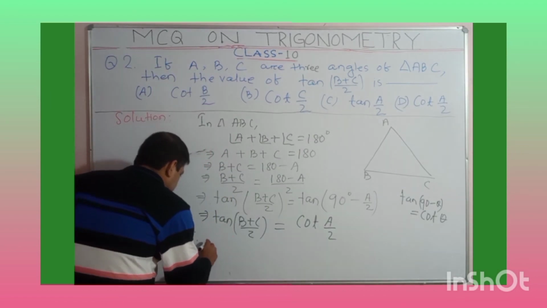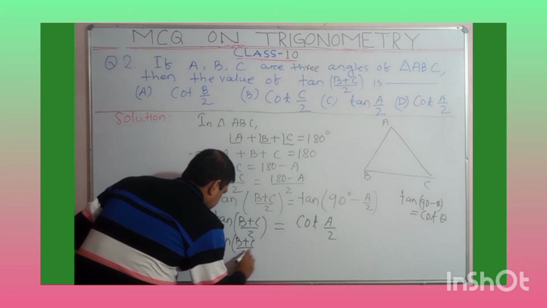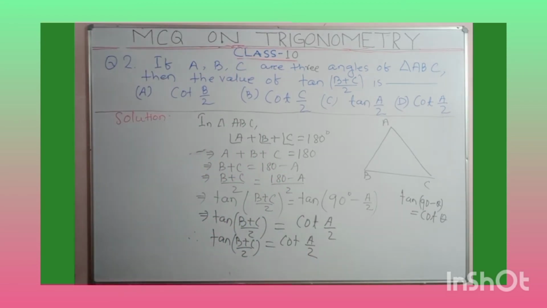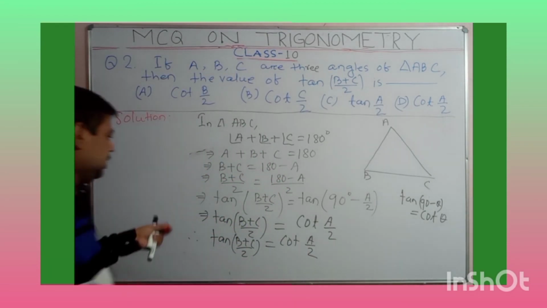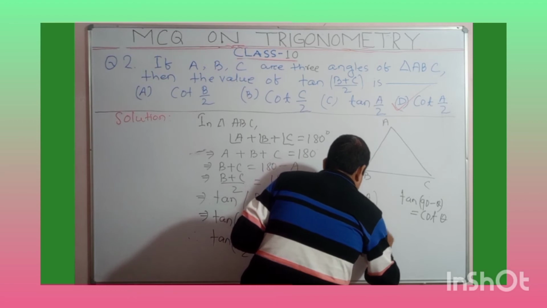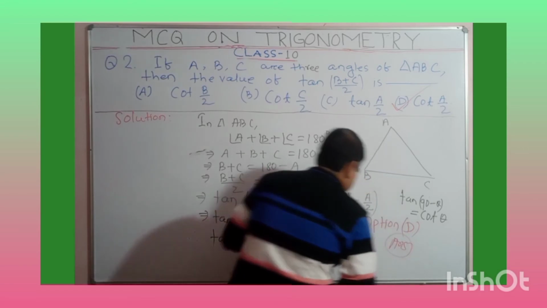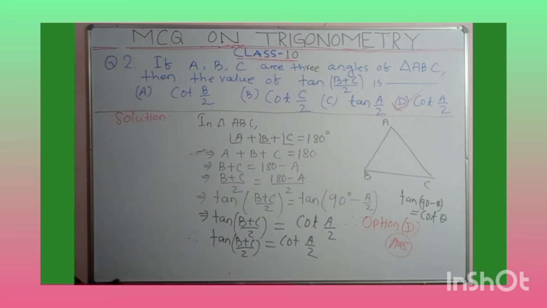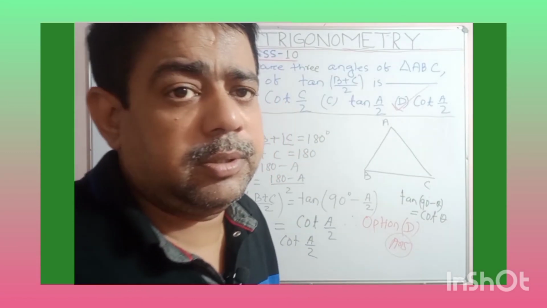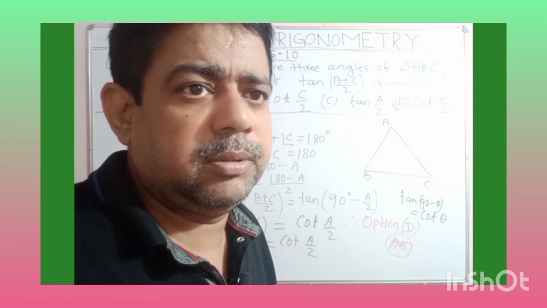Hence tan of (B plus C) upon 2 is equal to cot A upon 2, and option D is the correct option. Understand? Very simple question. This is another simple question that used to come in your CBSE paper as an MCQ. So you take care of this question.